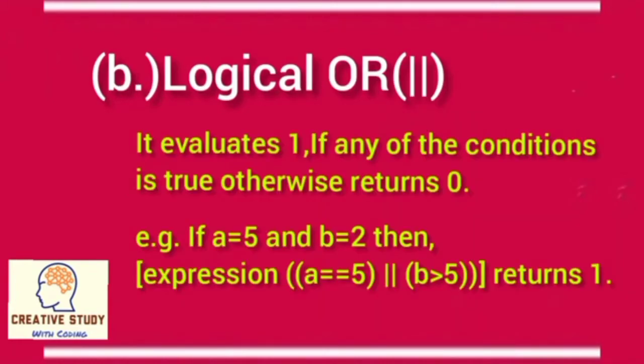Logical or, it evaluates 1 if any of the conditions is true, otherwise returns 0. For example, if a = 5 and b = 2, then the expression a == 5 || b > 5 returns 1, because condition first is true.